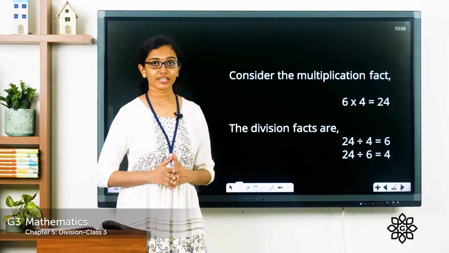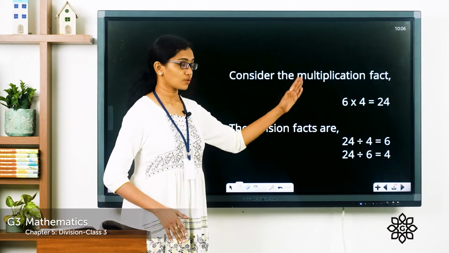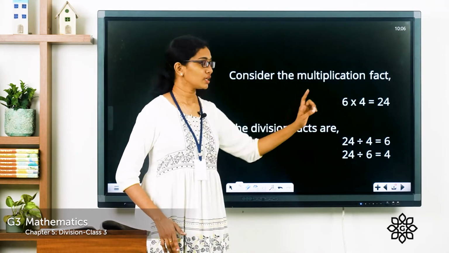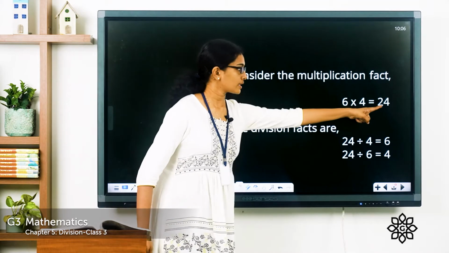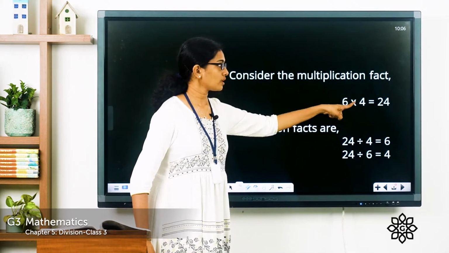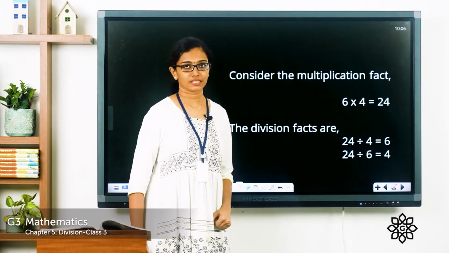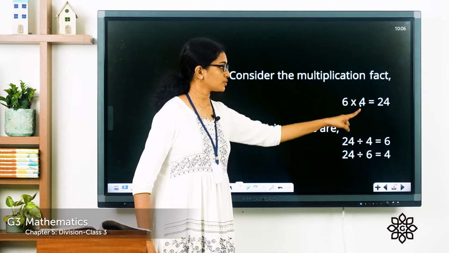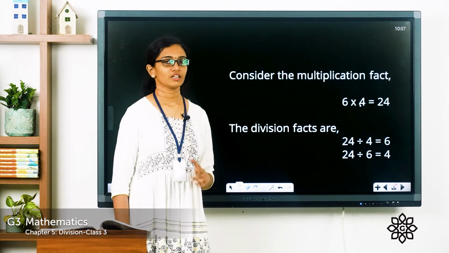So let's see how we can write the division facts. From the multiplication fact 6 into 4 is equal to 24, you can write the division facts 24 divided by 4 is equal to 6, and 24 divided by 6 is equal to 4. Clear?